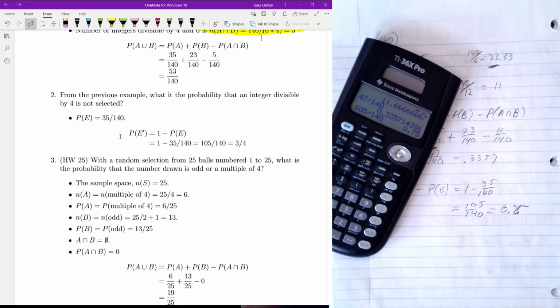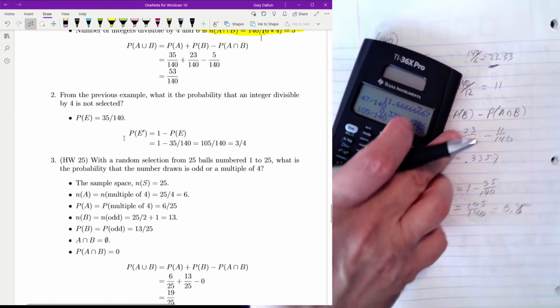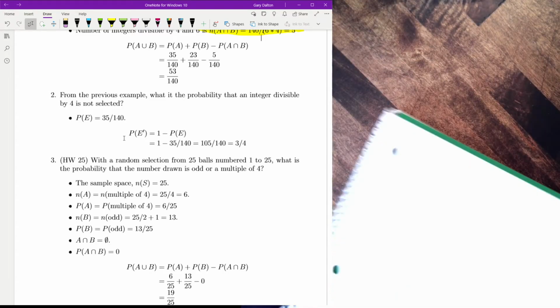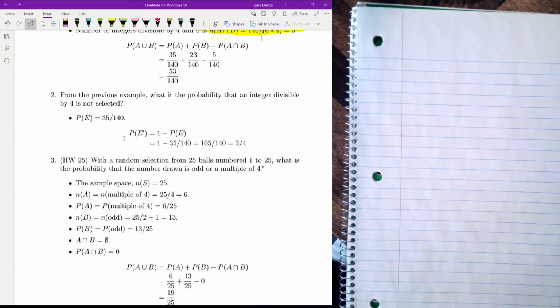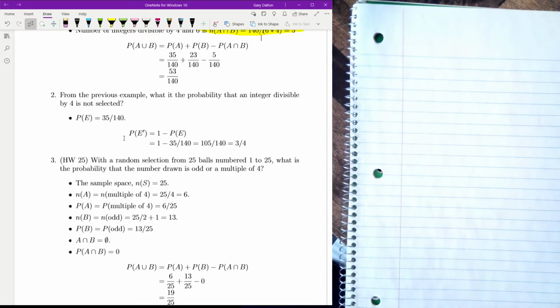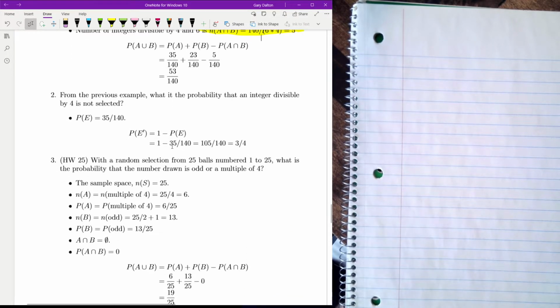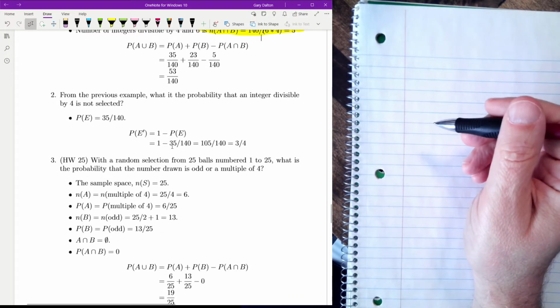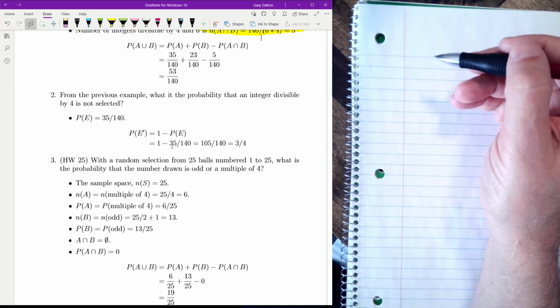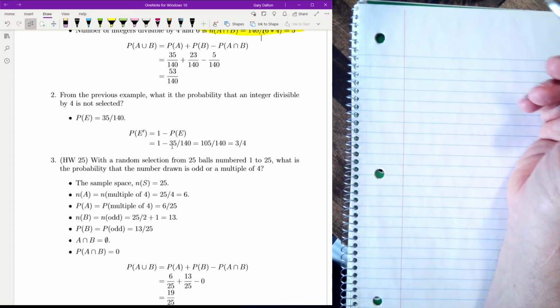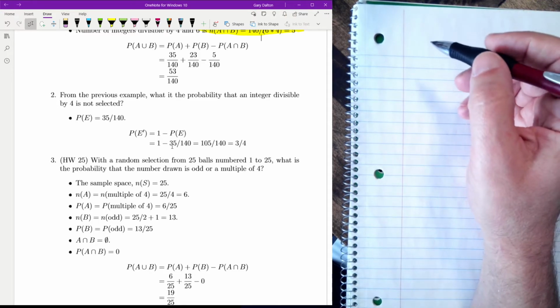Okay. We're going to do another one. This is example 3 on my page, but it is homework number 25. So, with a random selection from 25 balls numbered 1 to 25, what is the probability that the number drawn is odd or a multiple of 4?